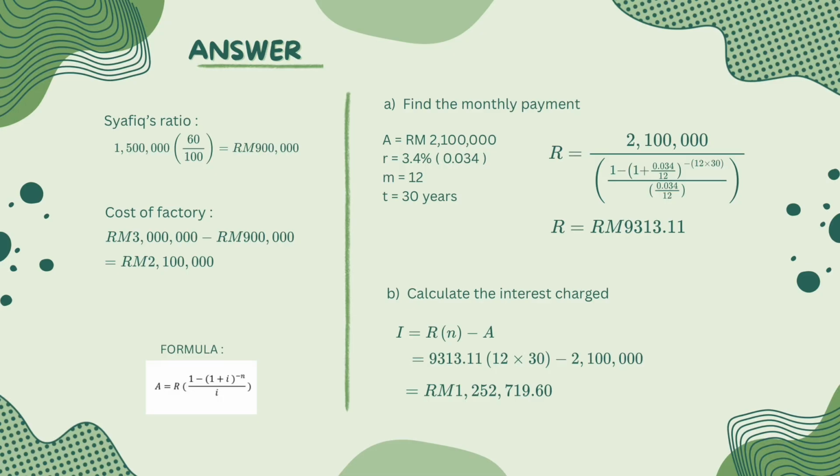For part B, we are asked to calculate the total interest incurred over the entire loan period. So we will use the formula I equals R open bracket n close bracket minus A. And it becomes I equals 9,313.11 open bracket 12 x 30 close bracket minus 2.1 million. And then the interest that has been charged is Rm 1,252,719.60.